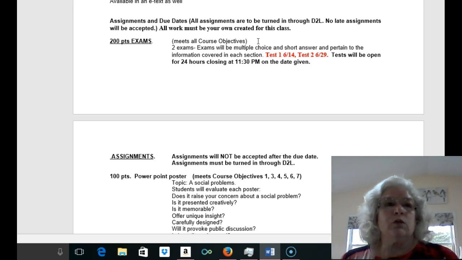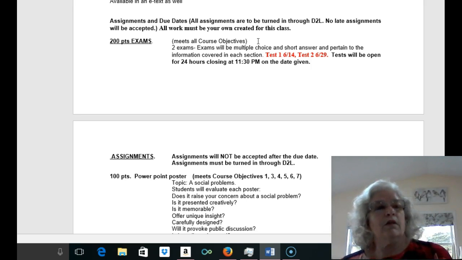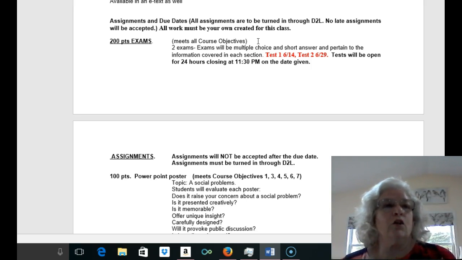No late assignments will be accepted. Now, obviously, if you have a crisis that comes into place, that's when we talk about what can be late in the process. But in general, no late assignments are accepted. You have a cutoff date and you have a time date in your Dropbox of 11:30 p.m. on the date that is due.